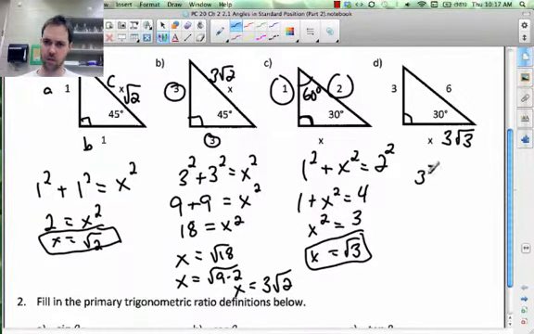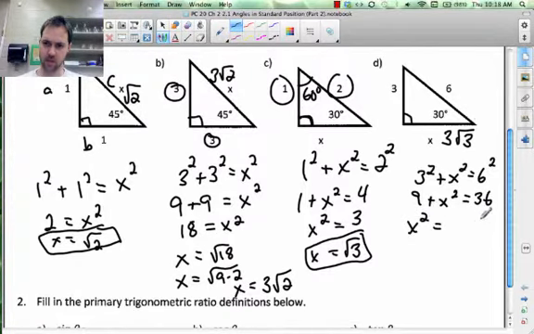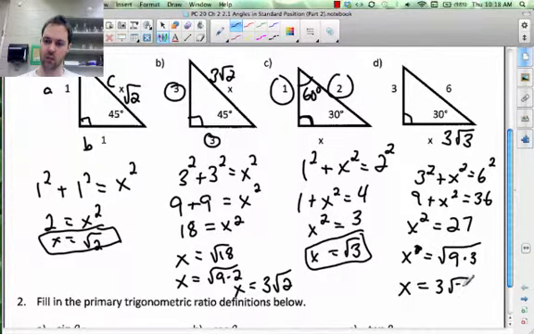So we have 3 squared plus x squared equals 6 squared. 9 plus x squared equals 36. And x squared equals 36 minus 9, which is 27. x equals root 27. I'm going to rewrite 27 as 9 times 3. Then x equals the root of 9, which is 3, and root 3 is left under the radical sign. So again, you multiply the legs by 3, and you multiply the hypotenuse by 3.